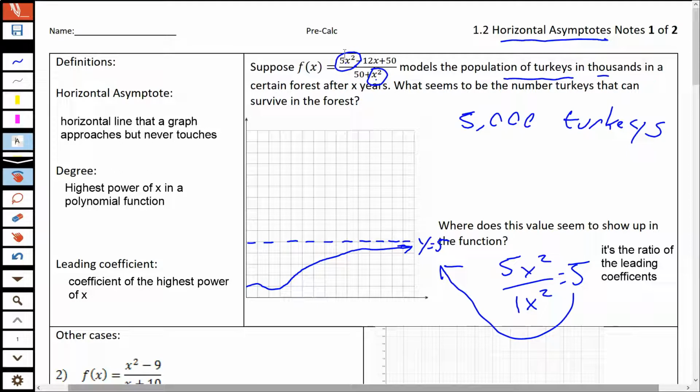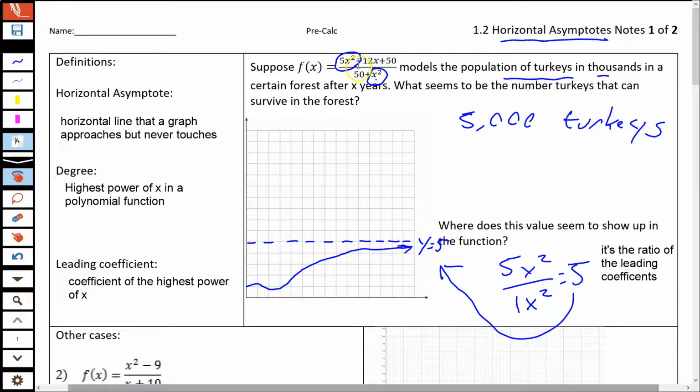Now, if this was a 10x squared on top and a 1x squared on the bottom, our horizontal asymptote would be at 10. If it was a 20x squared on top and a 5x squared on the bottom, our horizontal asymptote would be at 4. Okay? The ratio of the leading coefficients determines this.